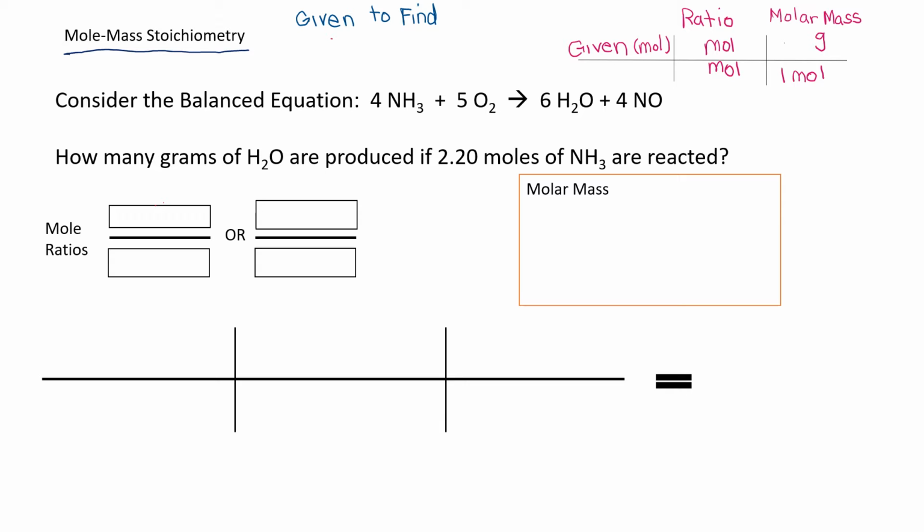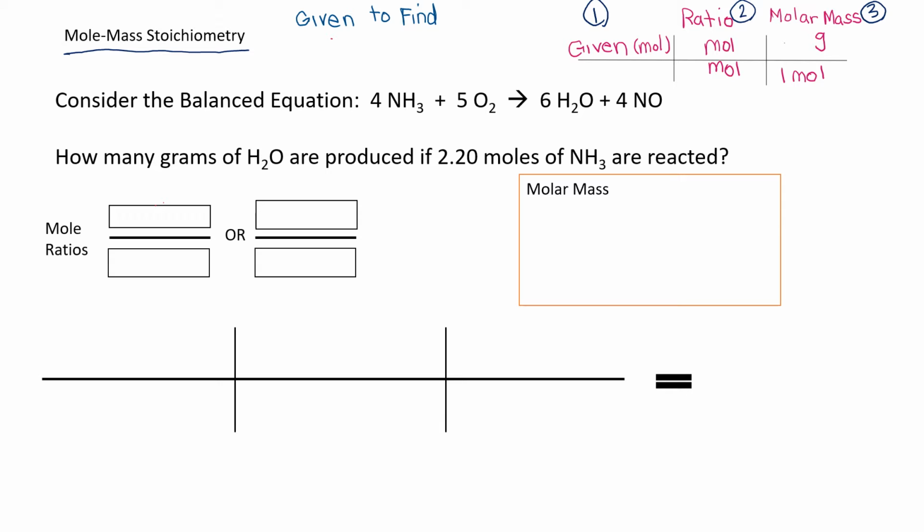So if we look at the top right hand corner, we have the given. That would be our step 1. We have our ratio. That's our step 2. And then we have the molar mass, that's our step 3. Okay, so let's go ahead and start first by determining the mole ratios.